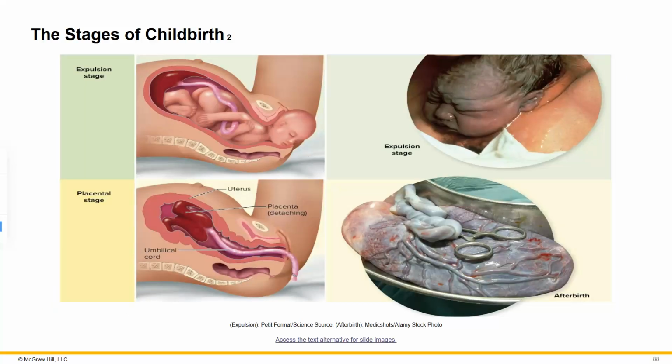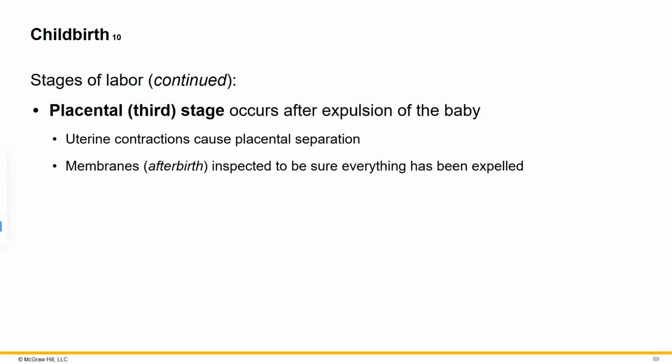Expulsion, and then the placental stage, which is when you expel the placenta from the uterus. Uterine contractions cause placental separation. The membranes, or afterbirth, are inspected to be sure everything has been expelled. If part of the placenta is retained inside of the uterus, it can become infected and can be life-threatening to the mother. So they literally run through the placenta and make sure that all of it's there.